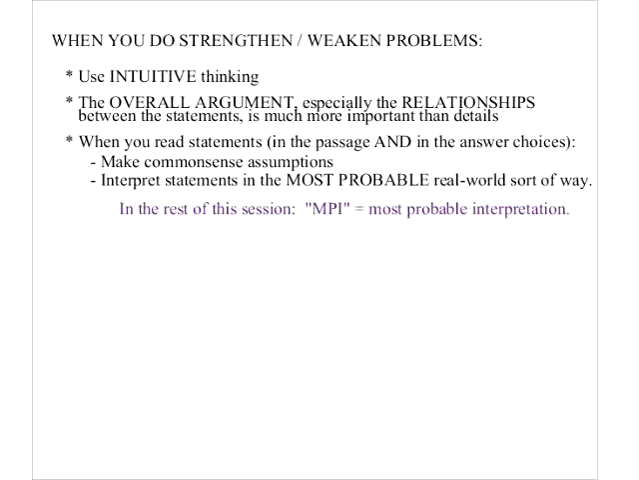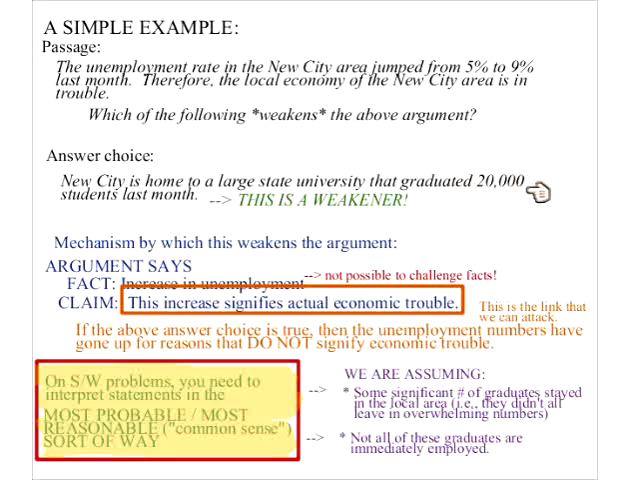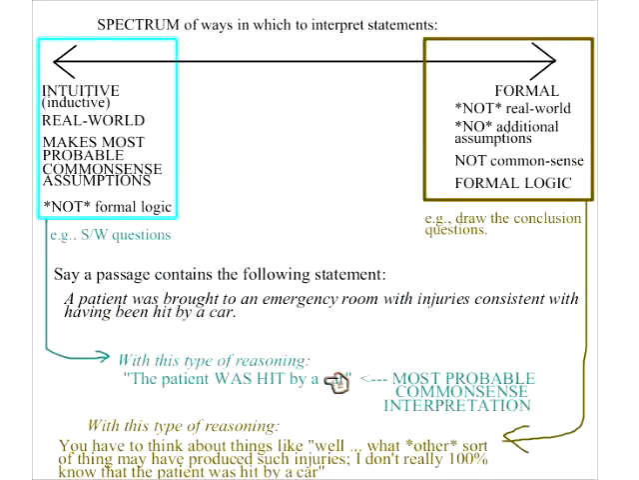So the MPI, most probable interpretation of a statement. The MPI of this statement is that some of these graduates are still in town, enough of them to make a difference, and they don't all have jobs. That's the MPI of the statement. The MPI of this statement is the patient was really hit by a car. Again, these are not things that are certain, but very few things are certain.